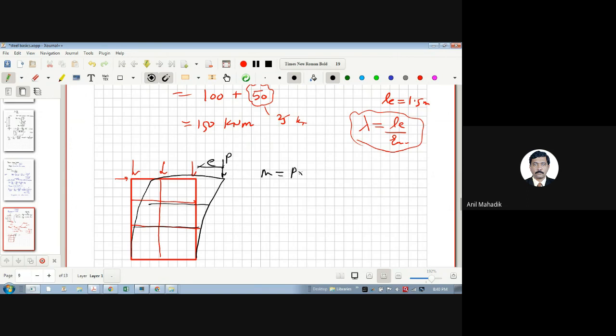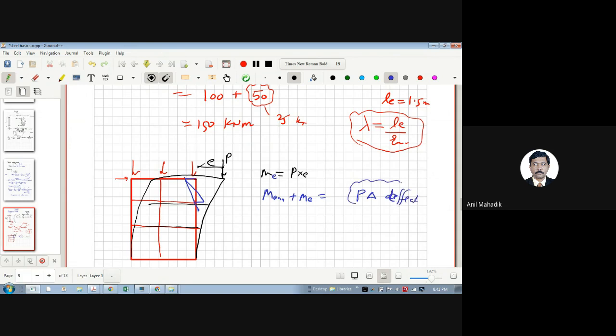sway. So whatever analysis moments are there, M analysis plus this M, we can say eccentricity, Me. So we have to add this, and this we call the P delta effect.